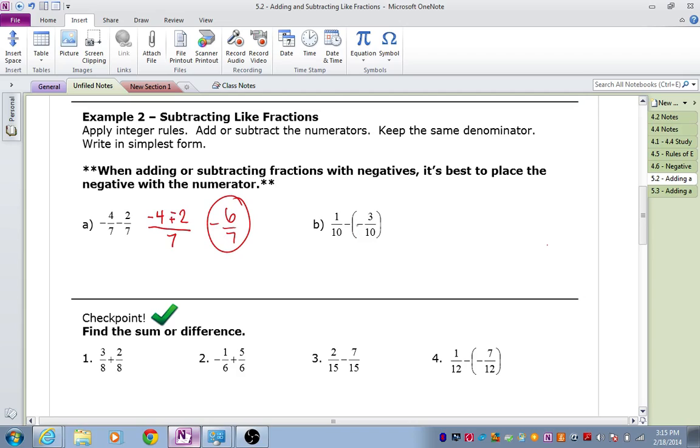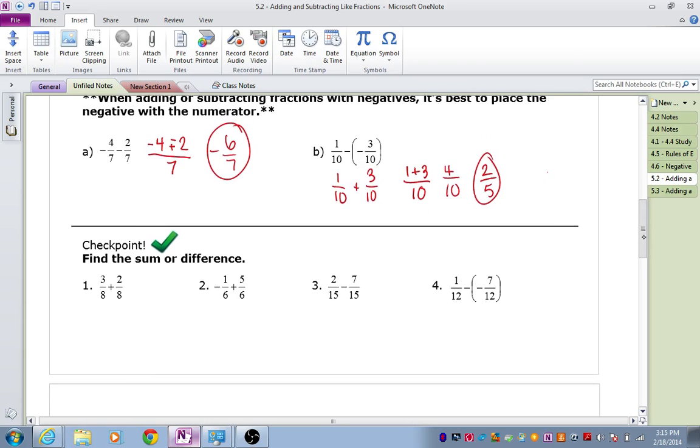In letter B, I see minus a negative. So we're going to change that to adding the opposite. So it becomes plus 3/10. Your two minus signs become a plus. Now we can add our numerators together, keep our original denominator, and we get 4/10. But we divide both by 2, we end up with 2/5.